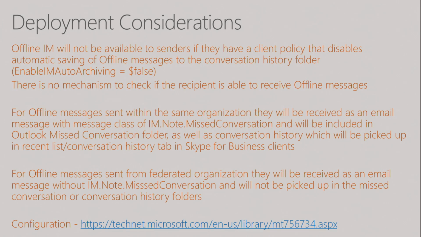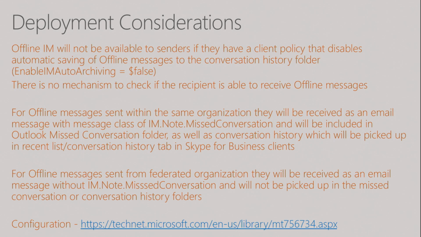Now, the client actually spools this information. So my Skype for Business client, I'm going to send an offline message to Scott. He's obviously not online, he's offline. I spool that message in my local file system and then send that through EWS. And then he receives it as an IM note missed conversation message type. So he can actually see it's different than just a traditional email.